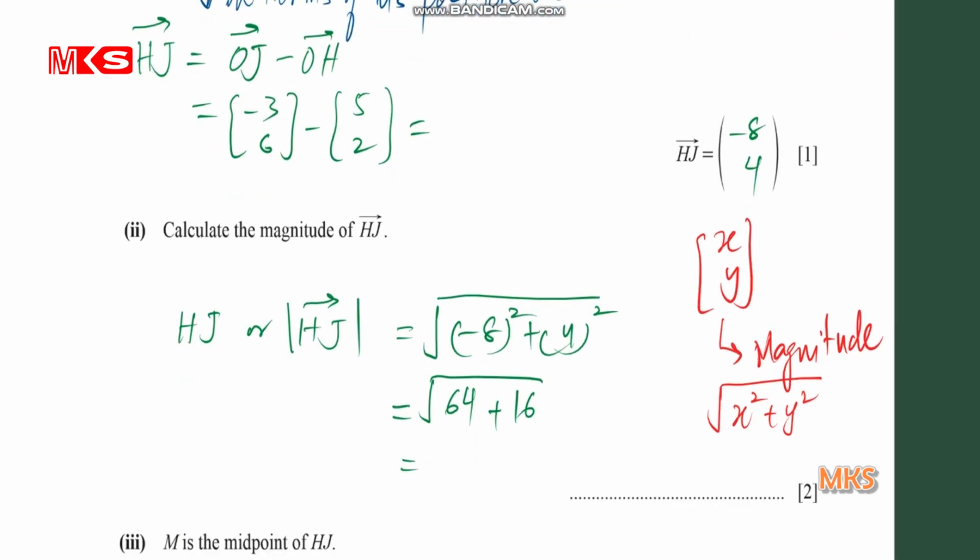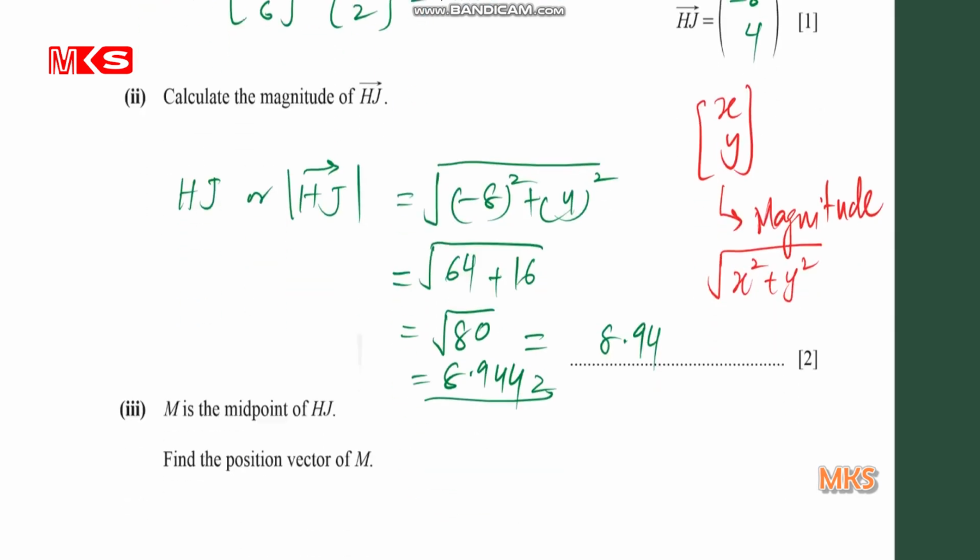That gives us 80. Square root of 80. It is paper 2, so you have to give the answer, and the answer will be 8.9442719. So give the answer correct to 3 significant figures at least, but show your answer to more than 3 significant figures during the working.